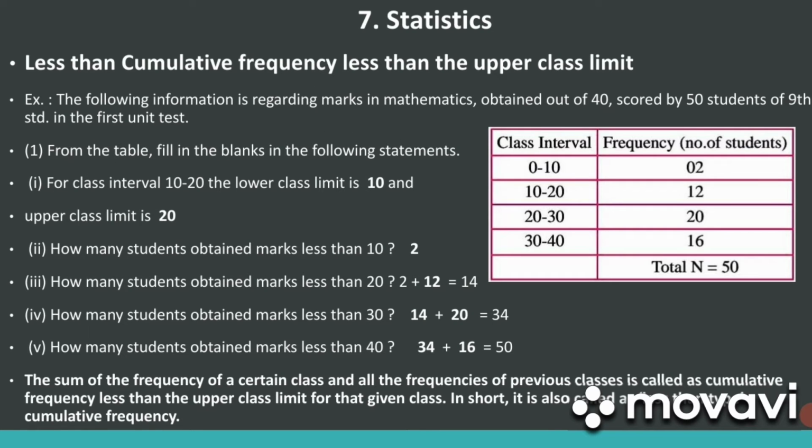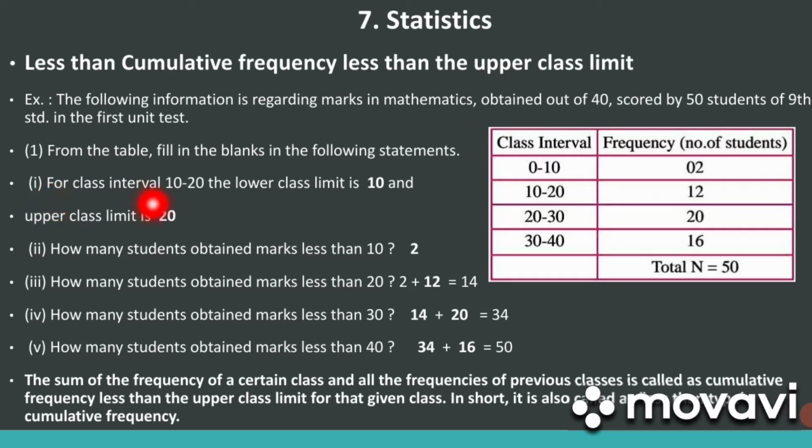Now let us study the cumulative frequency distribution less than cumulative frequency less than the upper class limit. Example, the following information is regarding marks in mathematics obtained out of 40 scored by 50 students of 9th standard in the first unit test. From the table, fill in the blanks in the following statements.